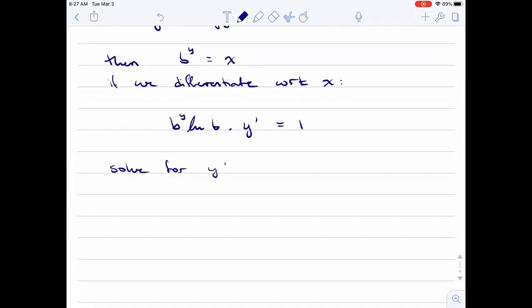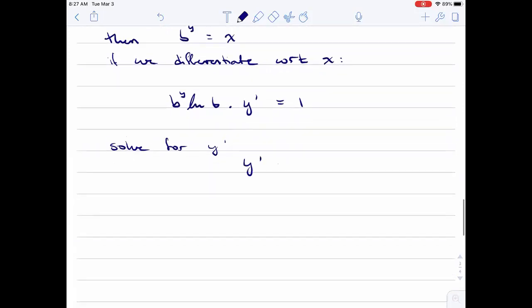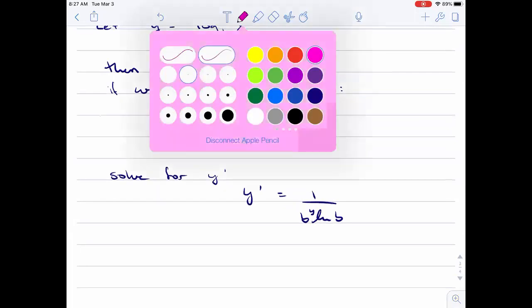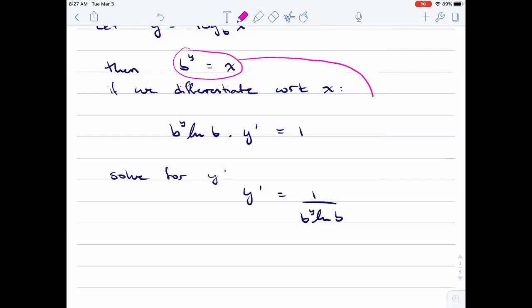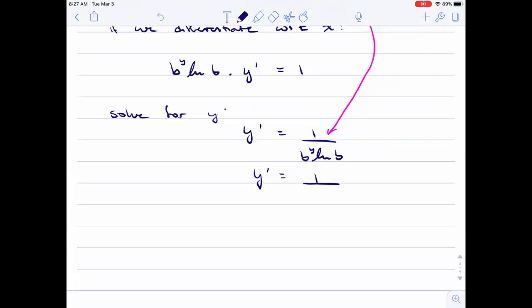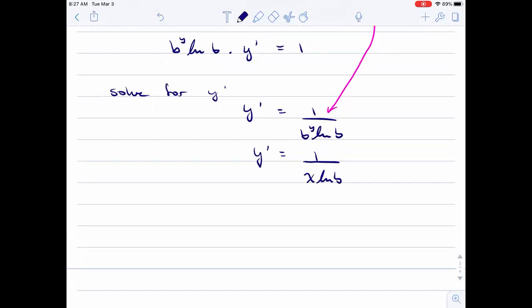If we solve for y prime, we get y prime is 1 over b to the y times the log of b. And then if we remember that b to the y equals x here, we can rewrite this as y prime is 1 over x log b. Oh yeah, natural log b. Usually I just say log, but in this course, in stats you always use the natural log for log, so you just say log. Here we're kind of open to other logs, so I should be more proper.